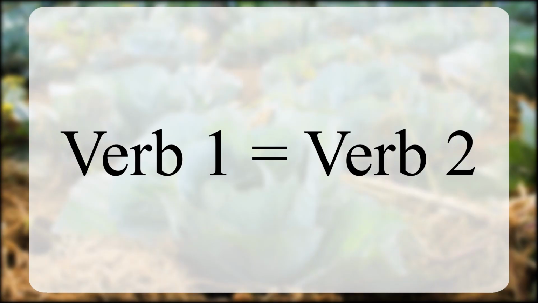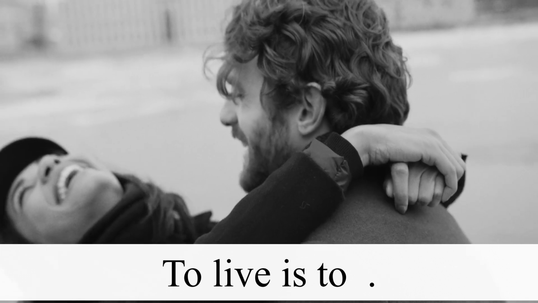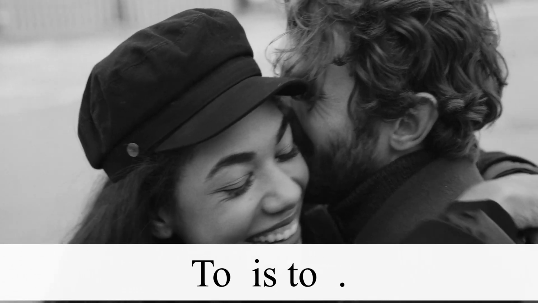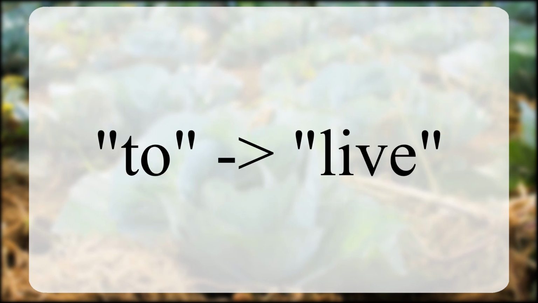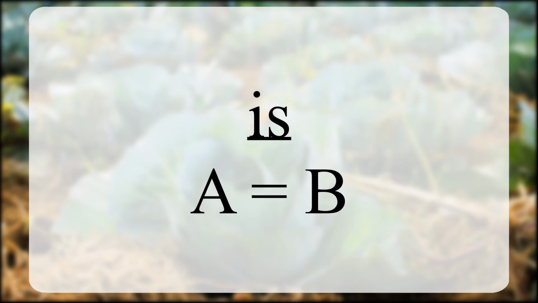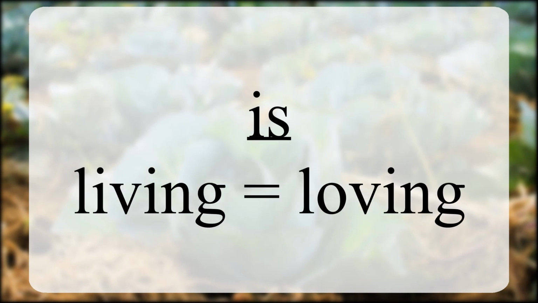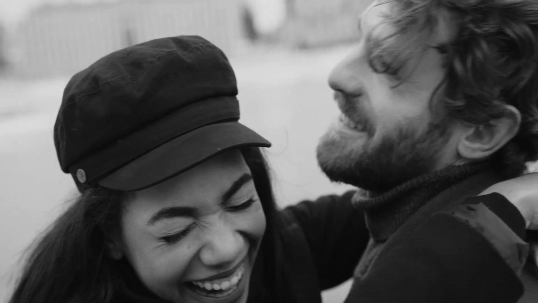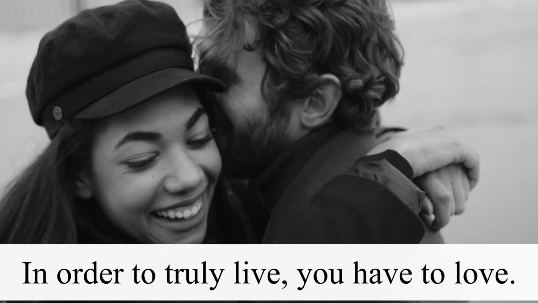Here, we're saying that one action or verb means another action or verb. They are equal. That's what is or to be means. According to this example, if you don't have love, you don't really have life. So without love, life is nothing. So we're pointing to the action of living and then pointing to the action of loving. We put the word is between them in order to say that the action of living is the same as the action of loving. We can actually look at this sentence as a short version of, in order to truly live, you have to love.